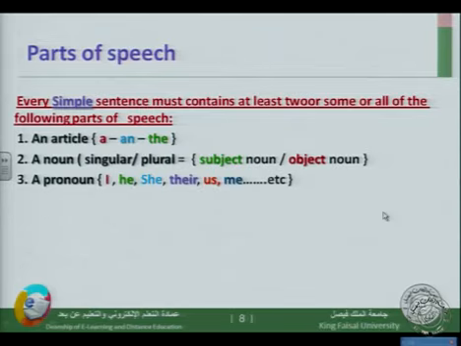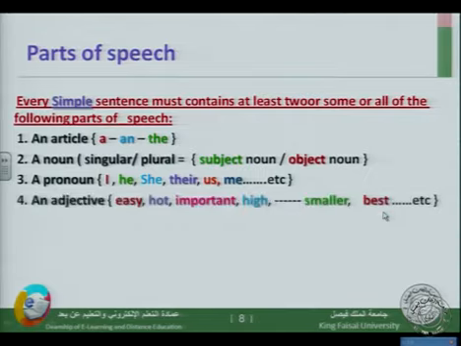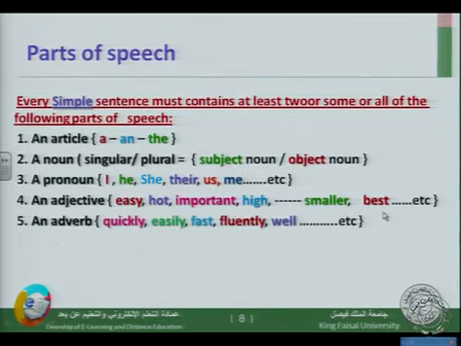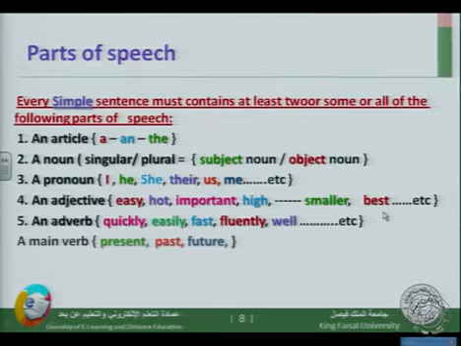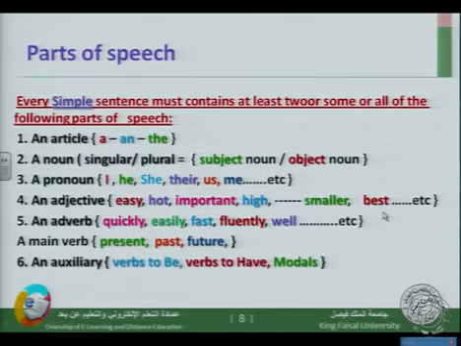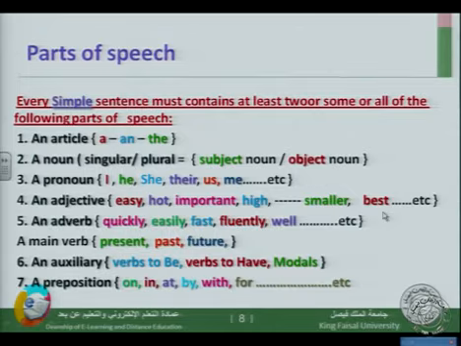A pronoun: I, he, she, they, us, me, etc. An adjective: easy, important, high, beautiful, smaller. And also an adverb, like quickly, easily, fast, fluently, and so on. A main verb, like present, past, or future. An auxiliary: verbs to be, verbs to have, and modals. A preposition, such as on, in, at, by, with, for, whatever.